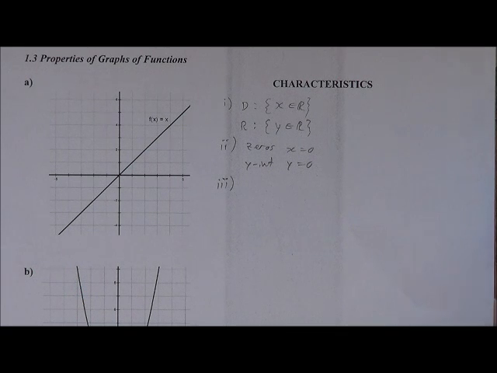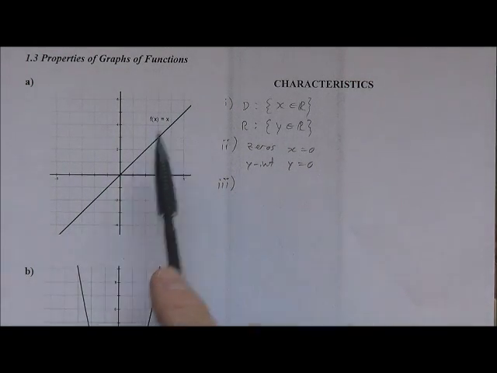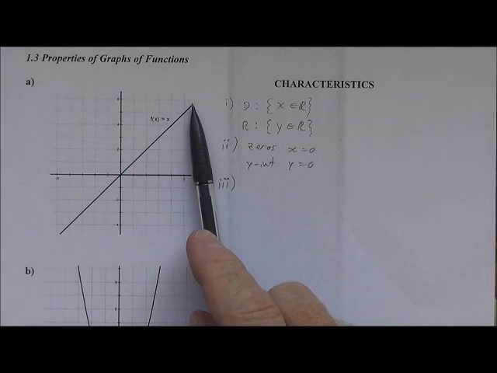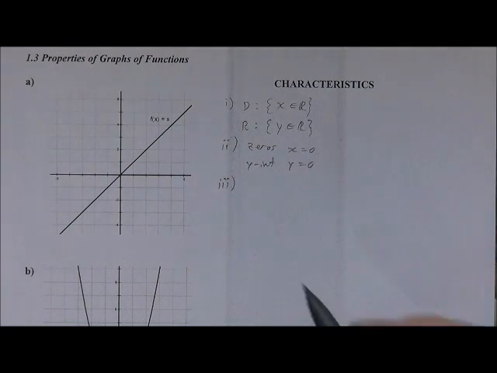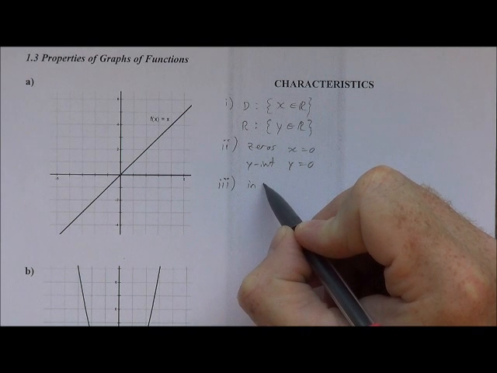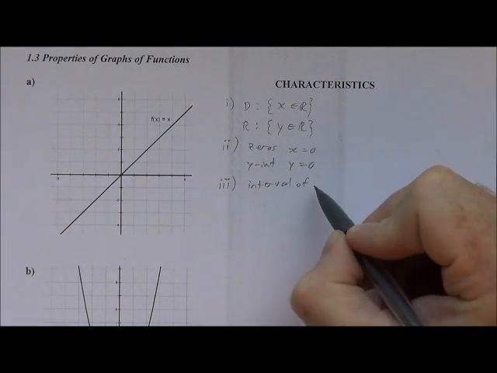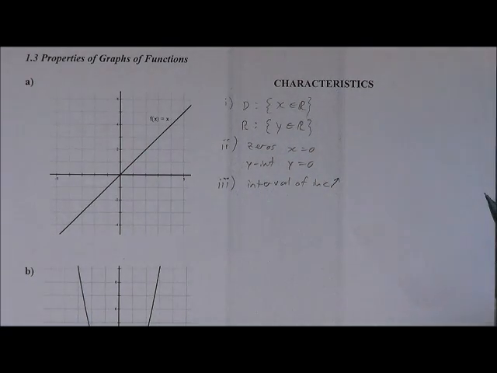Intervals of increase and decrease. What we look at when we're looking for that is we take a look at the graph and we go to the leftmost point of the graph, and as we go across from left to right of the graph itself, not the grid, but the graph itself, we see in this case it's increasing. Okay, so interval of increase, and I just give a little short form like that.